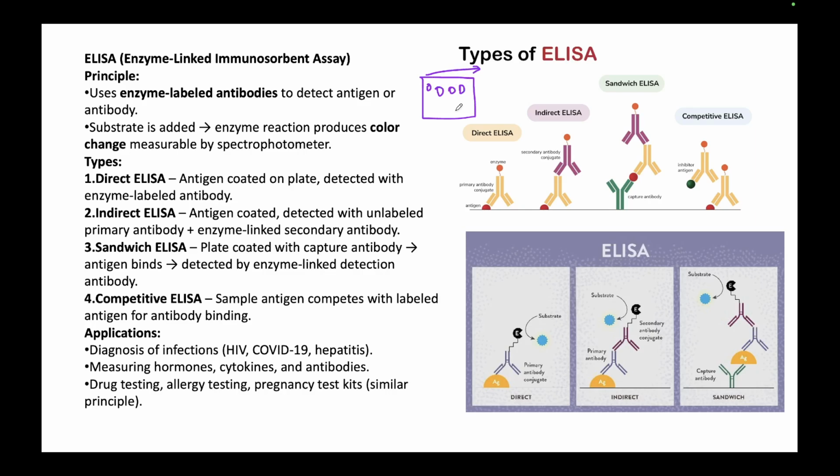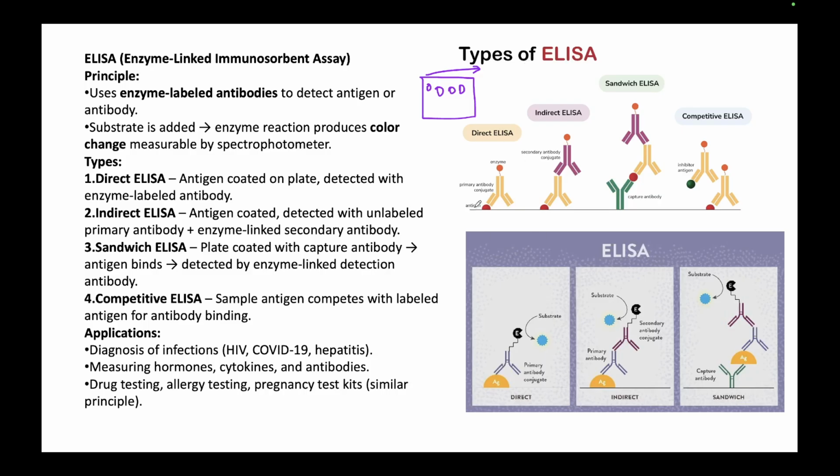Similar to the Western blot technique, you look for the signal, and suppose at the lower concentration also you are able to get the signal, that means your antibody titer is very high. Okay, and lots of antibodies are present which can even detect a small amount of antigen. So this is what you can do.